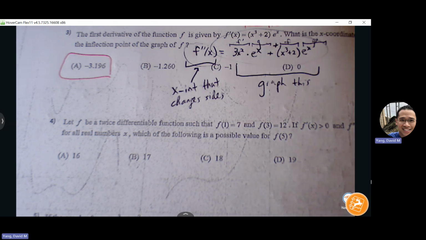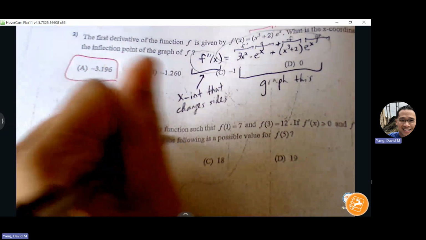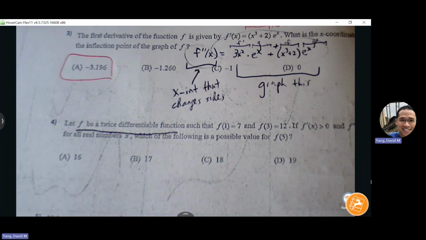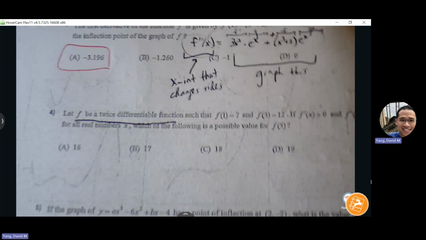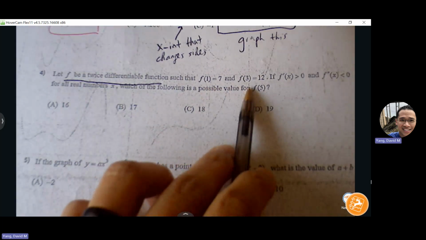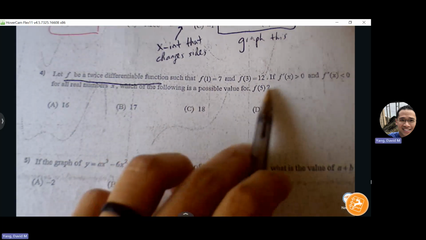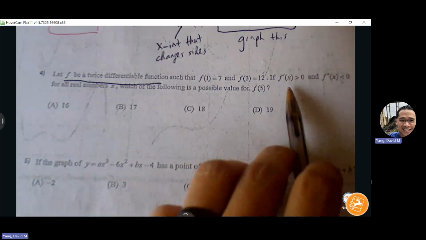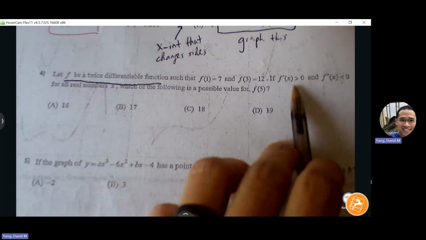Let f be a twice differentiable function. Twice differentiable just means that not only is f a smooth curve, f prime is also a smooth curve. So it's a doubly smooth curve, meaning that your function, first derivative, and second derivative are all going to be smooth curves. f of 1 equals 7, f of 3 equals 12. We want to find a possible value for f of 5. And they tell us that f prime of x is greater than 0.